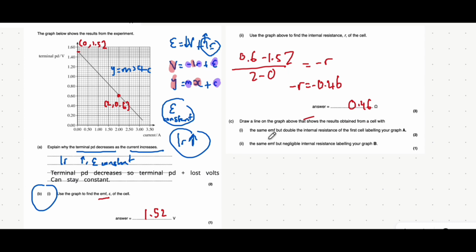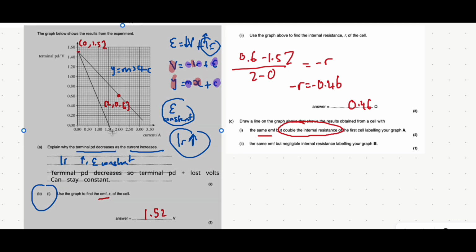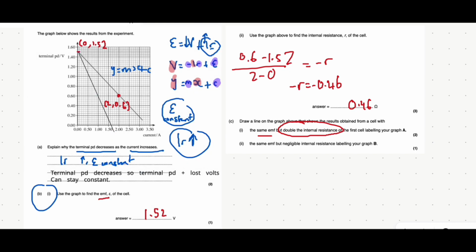Moving on to part C of the question, it says, draw on the graph the same EMF, meaning the same y-intercept, but double the internal resistance. That means that the gradient, which represents the internal resistance, would be doubled. So it'd just be a steeper line where you signify that it's double the gradient. Here, how I signify that it's double the gradient is I halved this so that it appears twice as fast.